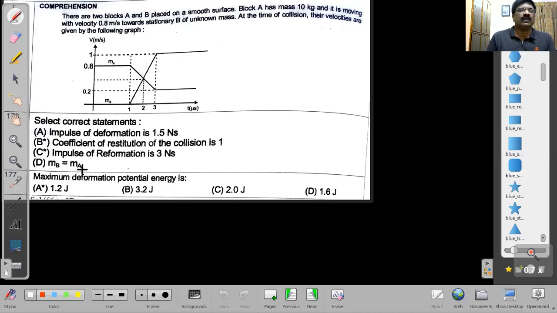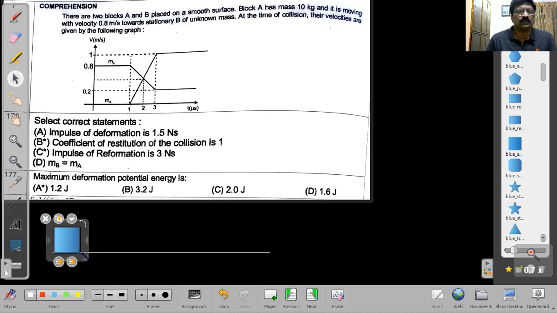Of course, there are two blocks here. You take two blocks. This is one block. Another block is also here. Of course, the second block has a mass.